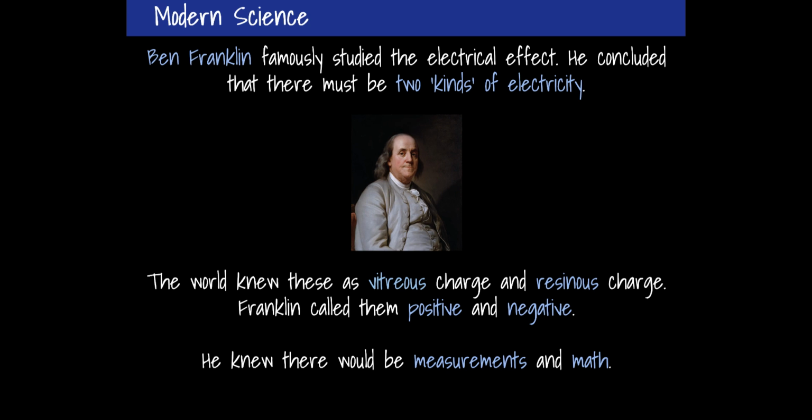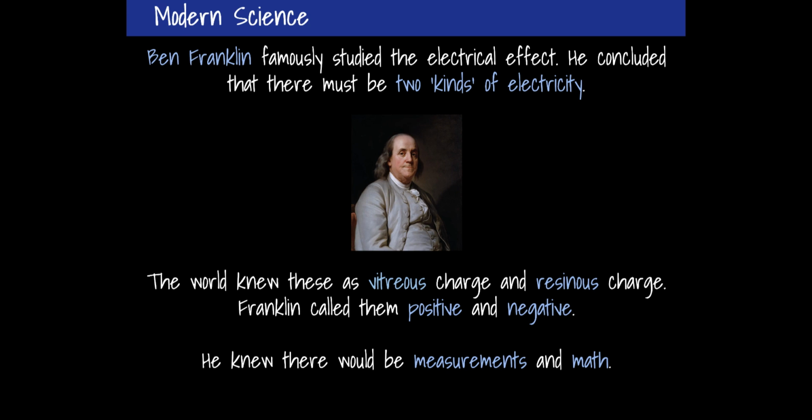The kind of electricity when you rub a glass rod with silk is called vitreous electricity. And the rod is called resinous electricity. Now, if you've never heard those terms before, I wouldn't be surprised because they are archaic terms. We don't call them that anymore because Ben Franklin made a choice. Instead of referring to the different kinds of electricity as vitreous and resinous, he called them positive and negative.